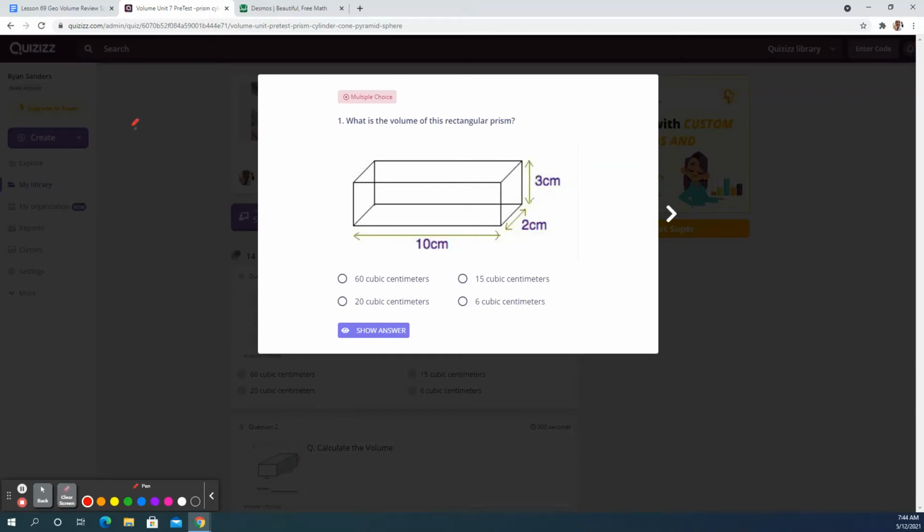We are doing a review of our pretest, and they're asking what is the volume of this rectangular prism. Start off with the formula. Volume is equal to length times width times height. And in this case, the length is 10. The width is 2. And the height is 3. And then we'll include cubic centimeters at the end.